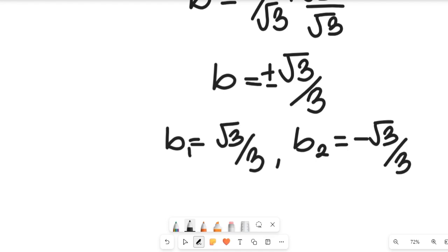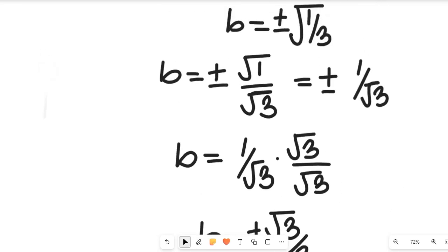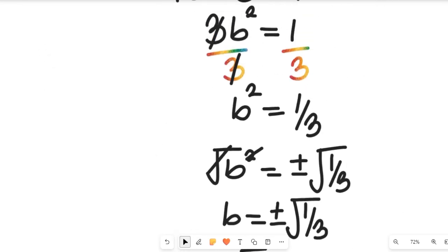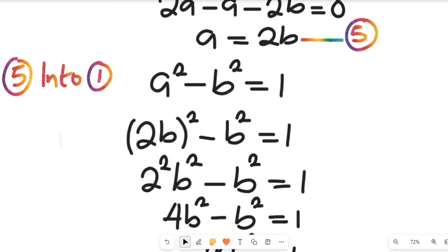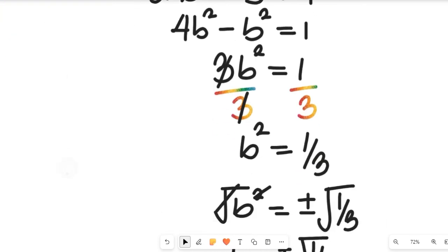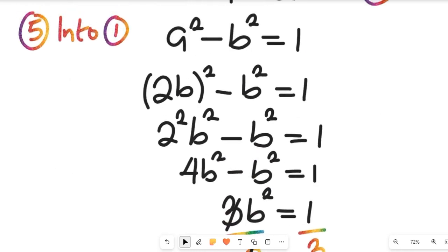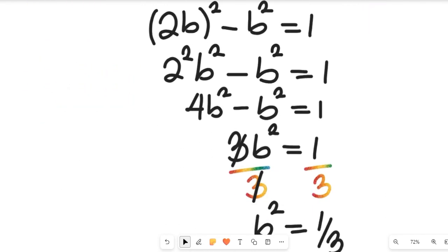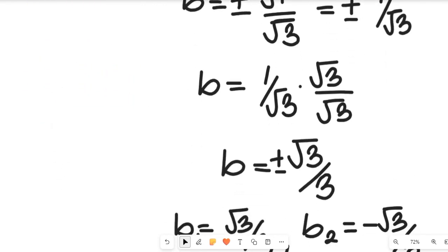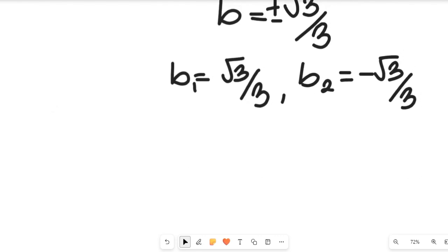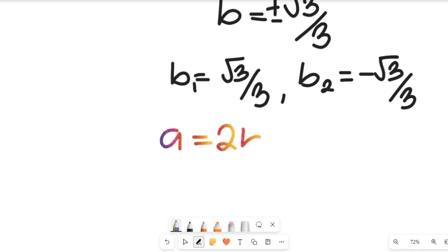Great. So we have gotten two values for B. Now we're going to find out what the values of A will be like. We've gotten the values for B. Now recall that from equation 5, we are told that A is equal to 2B. So if A is equal to 2B, that means the value of A from equation 5 is equal to 2 what? B. And that is from equation 5.